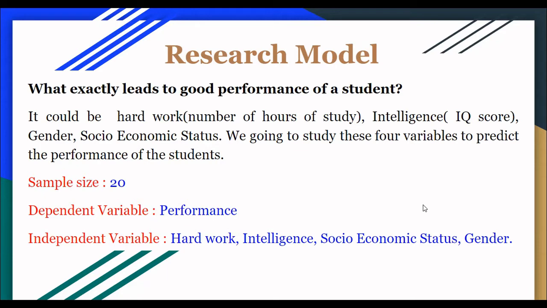So for this, we have a research model in which we want to study what exactly leads to good performance of a student. It could be hard work, number of hours of study, intelligence, IQ score, gender, socioeconomic status. We're going to study these 4 variables to predict the performance of the students. The sample size would be 20, the dependent variable would be performance, and the independent variables would be hard work, intelligence, socioeconomic status, and gender. So let's open SPSS and do the test of normality for the variable.